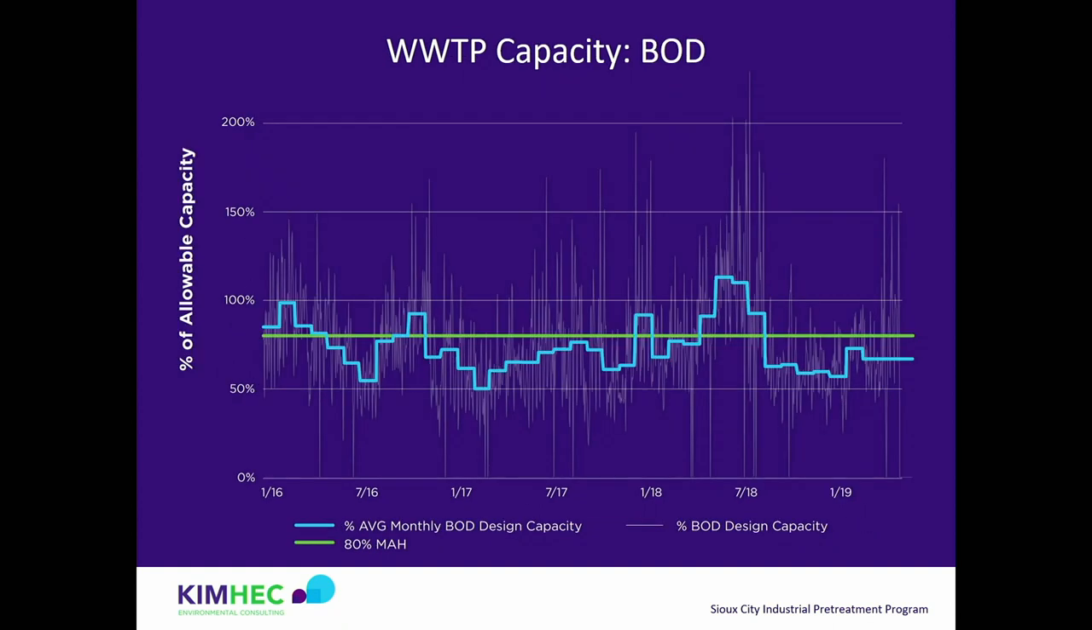This next graph is the same format, except it's for BOD. This is on a pounds per day basis. The plant's designed to treat so much BOD per day. The green line is 80% of what they're allowed to treat, that 80% being the guideline that EPA recommends for when you need local limits or when you might want to be thinking about plant expansion. This shows that since 2016, there have been some fluctuations up and down above that 80% line.